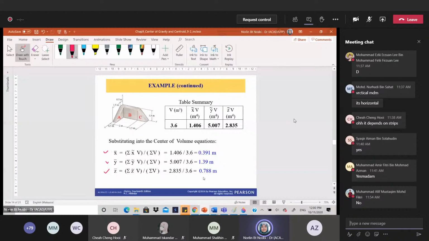For x is 0.3, so around here 0.3, and then for y is 1 point something. Okay, so it will be at this point, and then the z 0.7, so the center point would be at this. Okay, based on this value, we will get the point is center of volume is at here, around here.